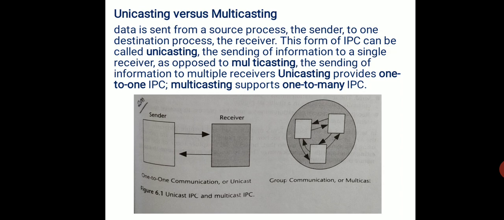Unicasting is when one process sends a message to another single process. See the diagram: one-to-one communication is unicast, and one-to-many or many-to-many is called group communication or multicast.